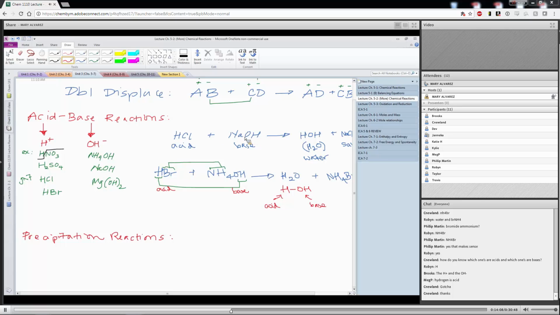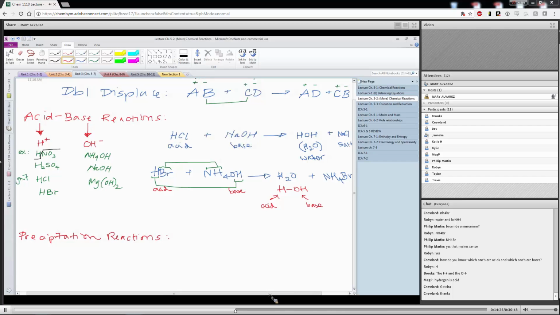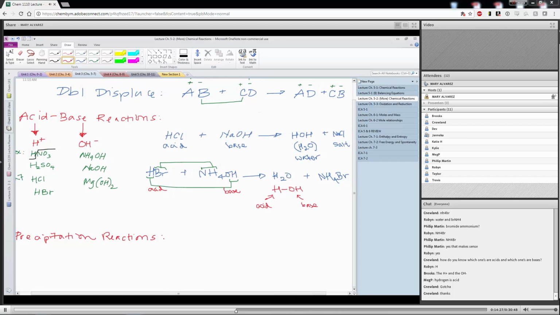So we put these two water solutions together and we get more water and salt. So it kind of makes a neutral solution. Sometimes we call these neutralization reactions. We're going to go to a lot more depth on acids and bases in chapter 11 or chapter 10. But for the moment, all we need to be able to do is recognize that's my acid, that's my base. I make water, I make salt.